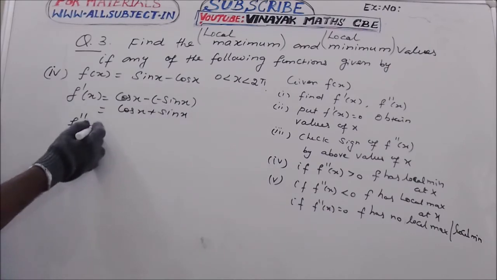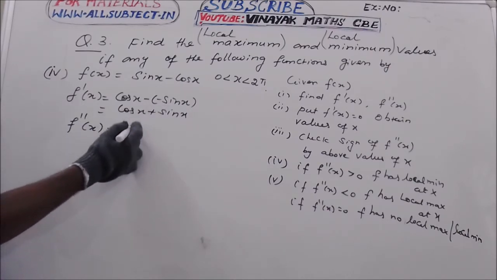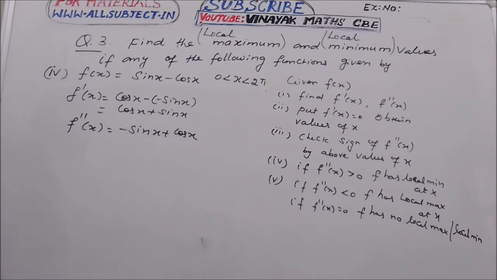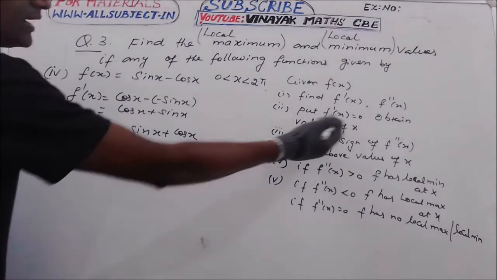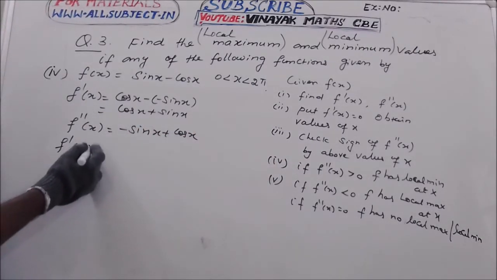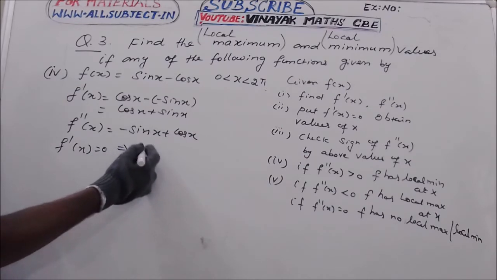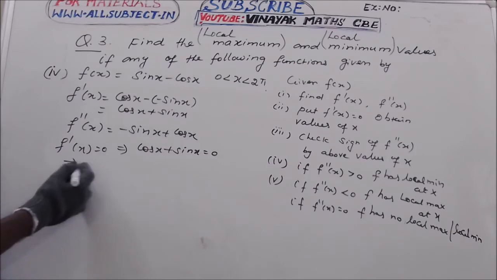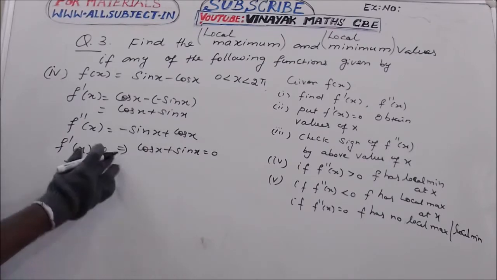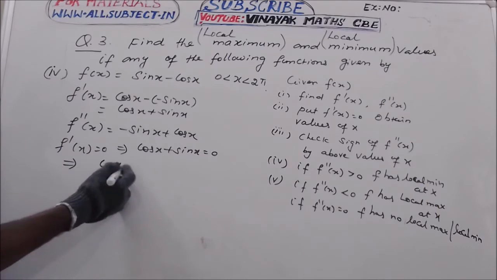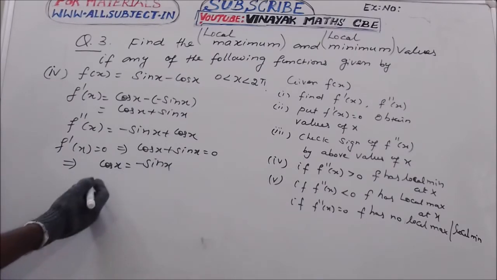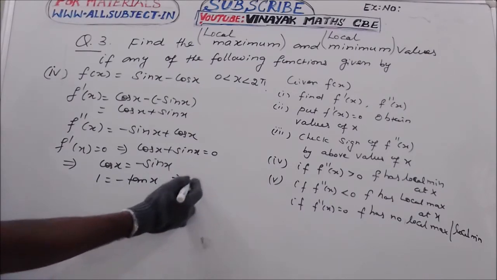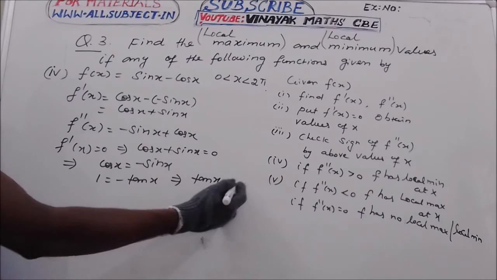And f double dash of x is equal to minus sin x plus cos x. Put f dash of x is equal to 0. f dash of x is equal to 0 implies cos x plus sin x is equal to 0, which implies cos x is equal to minus sin x. Dividing by cos x, 1 equals minus tan x, which implies tan x is equal to minus 1.